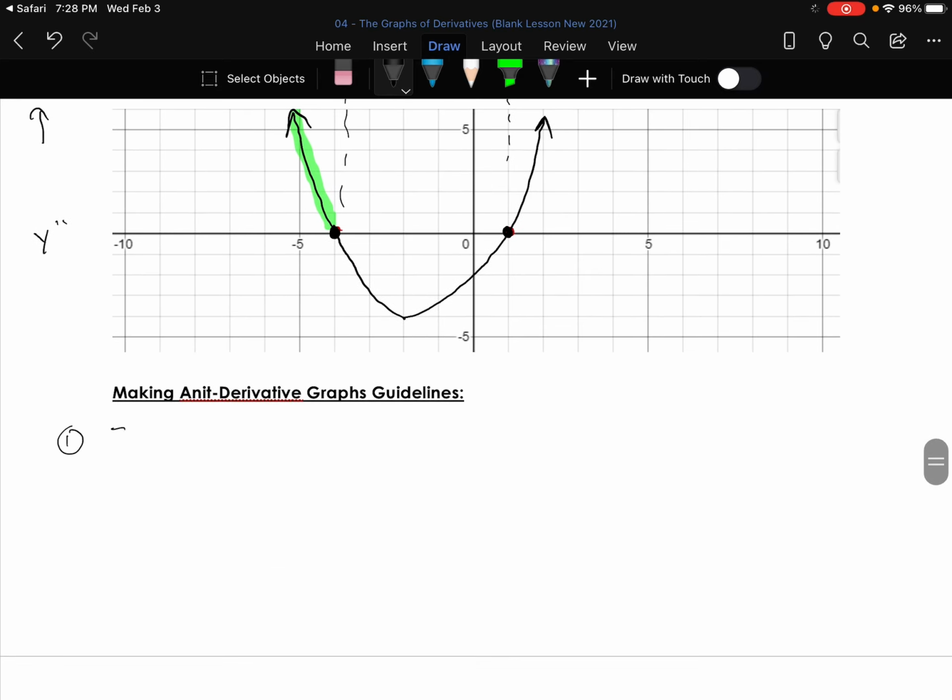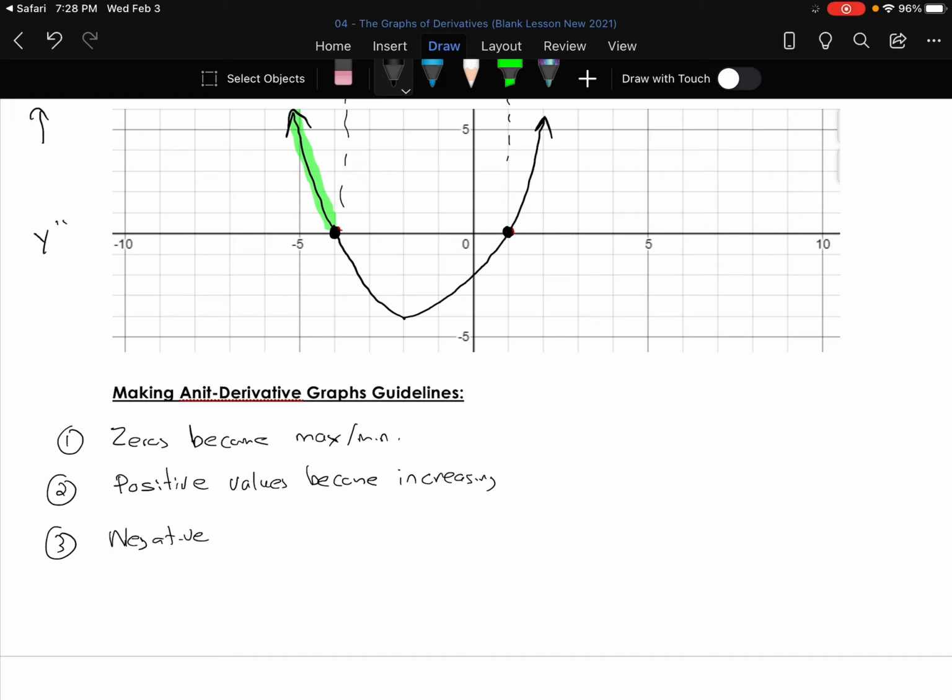So 1, zeros become max mins. And then 2, positive values become increasing. 3, negative values become decreasing.